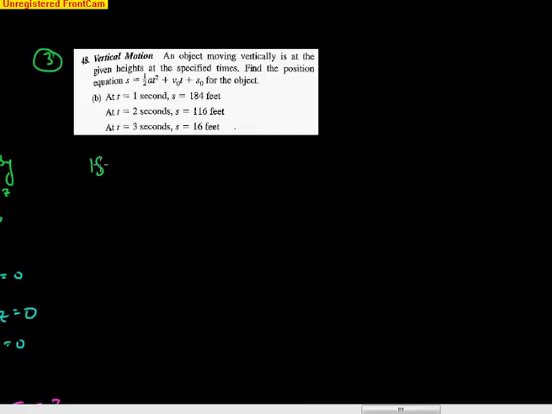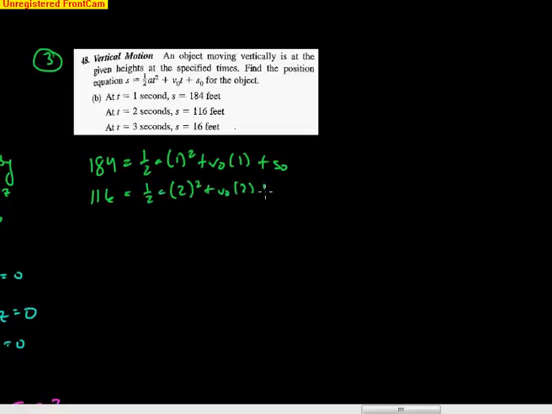So S, 184 equals 1/2 a times 1 squared plus v sub 0 times 1 plus s sub 0. 116 equals 1/2 a times 2 squared plus v sub 0 times 2 plus s sub 0. 16 equals 1/2 a times 3 squared plus v sub 0 times 3 plus s sub 0. And these three equations will make my system after I simplify.